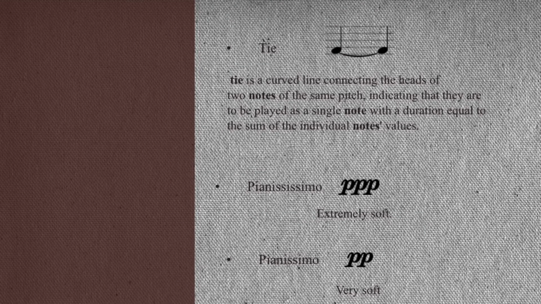So let's proceed to note relationship. What we have is a tie. Tie is a curved line connecting the heads of two notes with the same pitch, indicating that they are to be played as a single note with a duration equal to the sum of the individual notes' values. Tie indicates that the two or more notes joined together are to be played as one note with the time values added together. To be a tie, the notes must be identical. That is, they must be on the same line or same space, otherwise it is a slur.